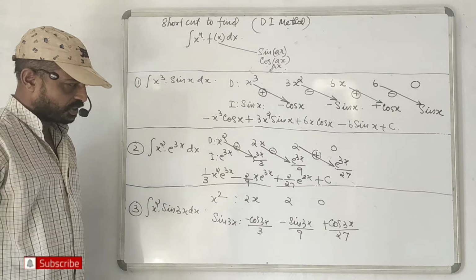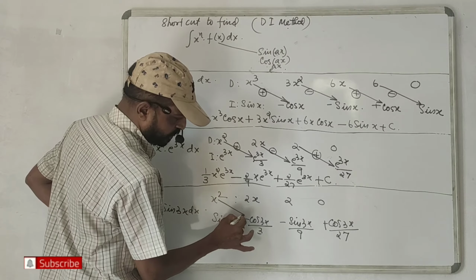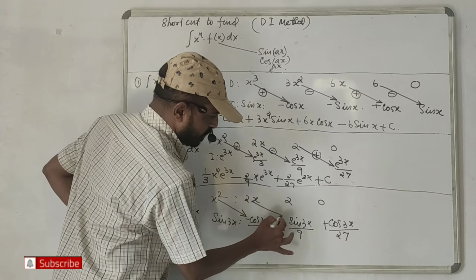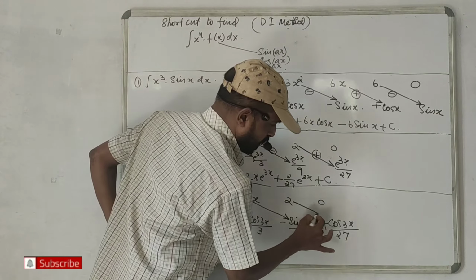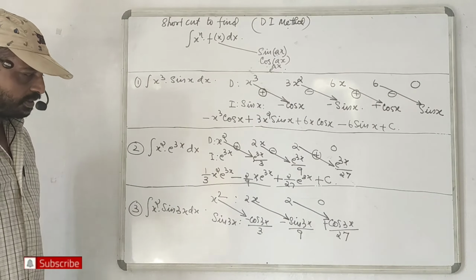Now you will have to put arrows. See, x square is to be joined with minus cos 3x. That is the second term here. And the next arrow is like this. And the third arrow is this. Now you multiply the terms and add.